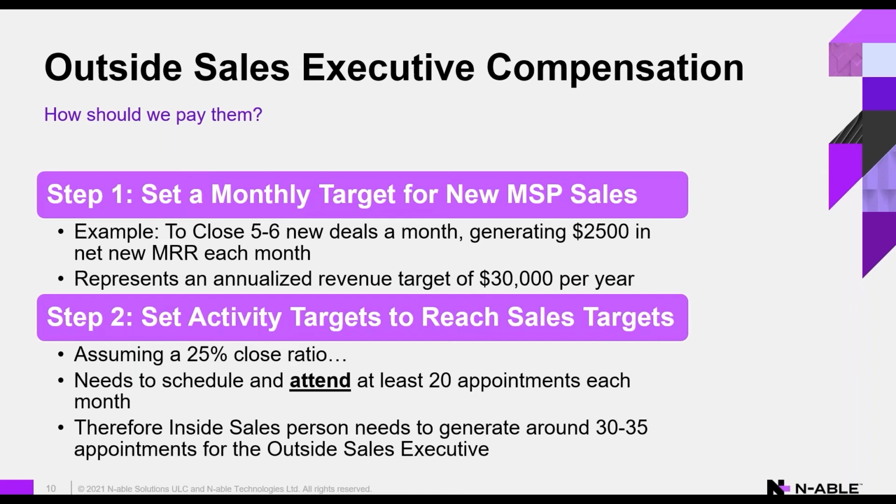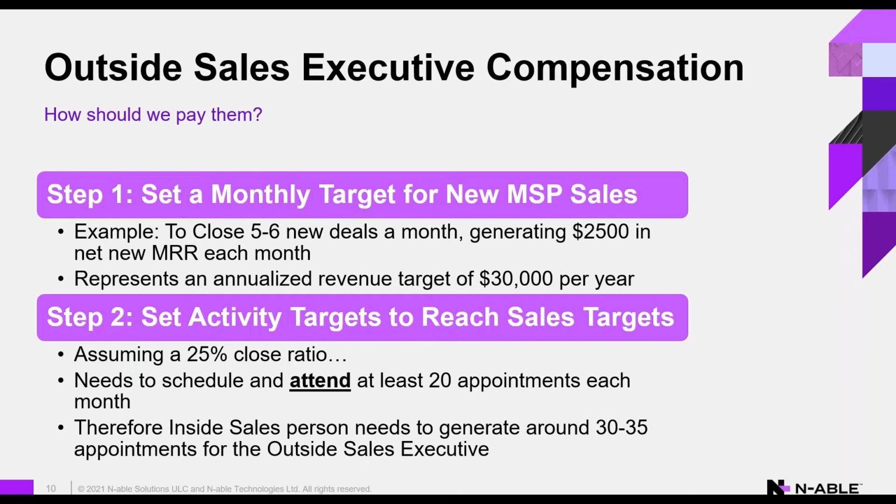You want to determine your sales quota and what your targets are going to be for that outside sales executive. How many deals do you want them closing each month? In my example, maybe you want them closing 5 to 6 deals each month. How much net new MRR revenue do you want them closing each month? Is it $2,500 in net new MRR each month? That could be 5 deals at $500.